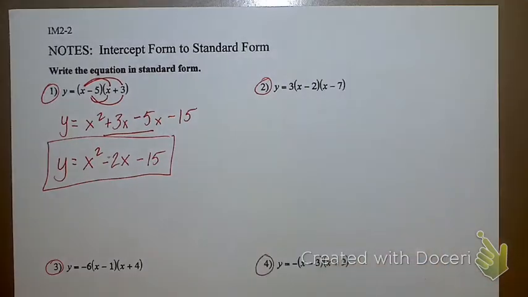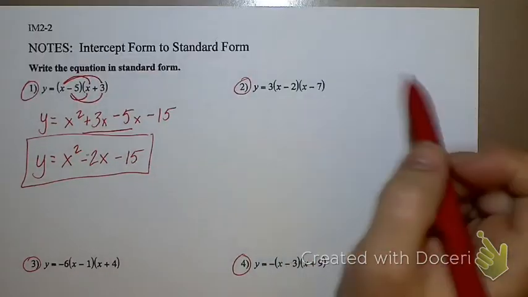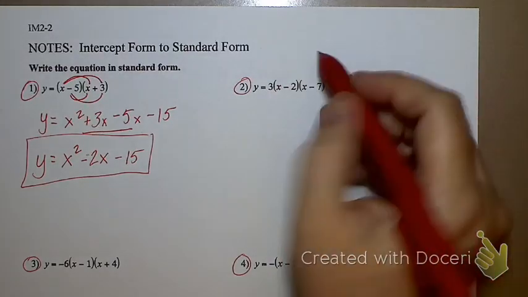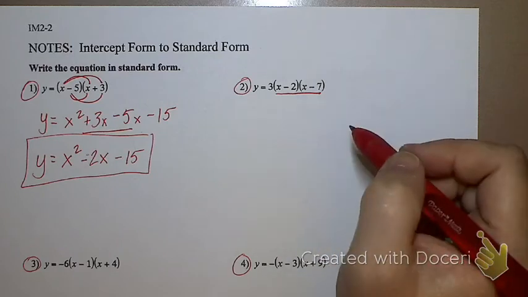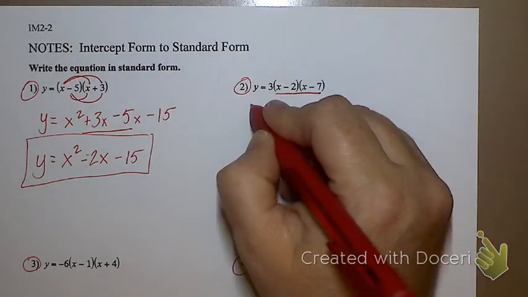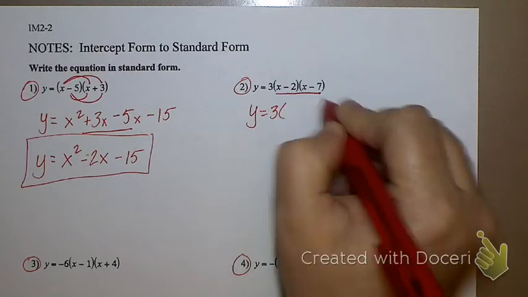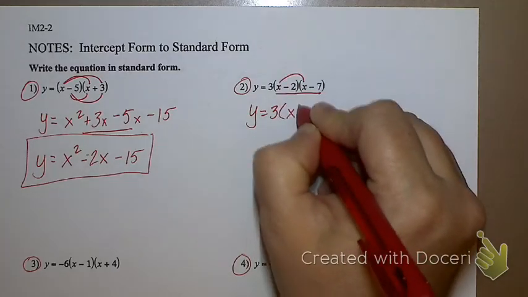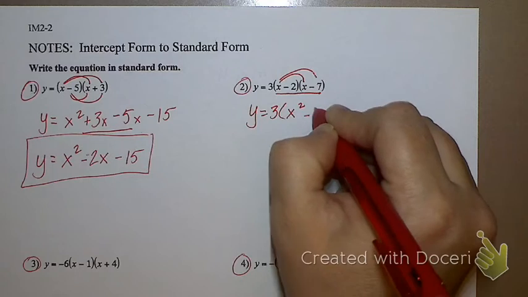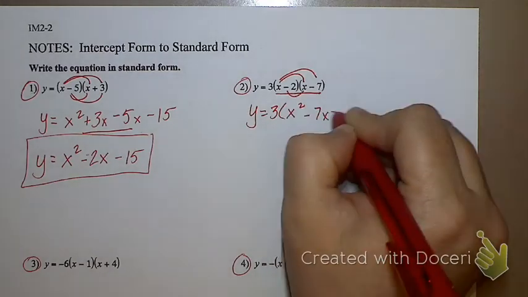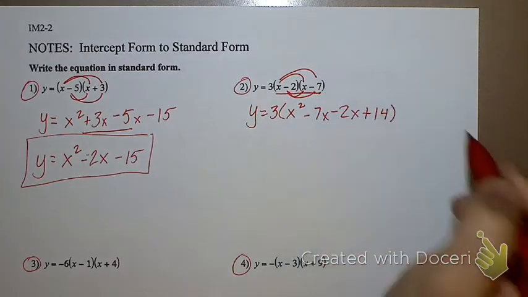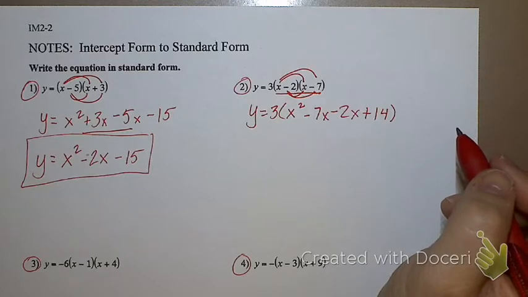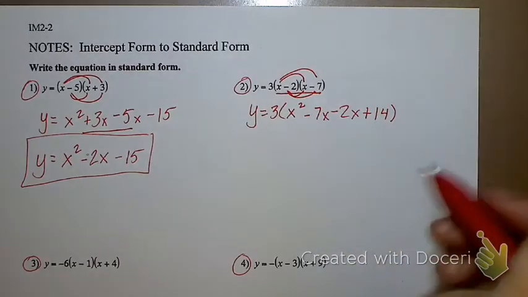You ready for number 2? Yeah. How is 2 different? There's a 3 in front. So what I'm going to do is multiply the 2 parentheses first, and then I'll distribute the 3 through that answer. Okay? So y equals 3, and then I'm going to do this multiplying. X times x is x squared minus 7x minus 2x plus 14. And again, you can use the box if you want to. It's just slower because you have to draw the box and everything and then write it outside the box.